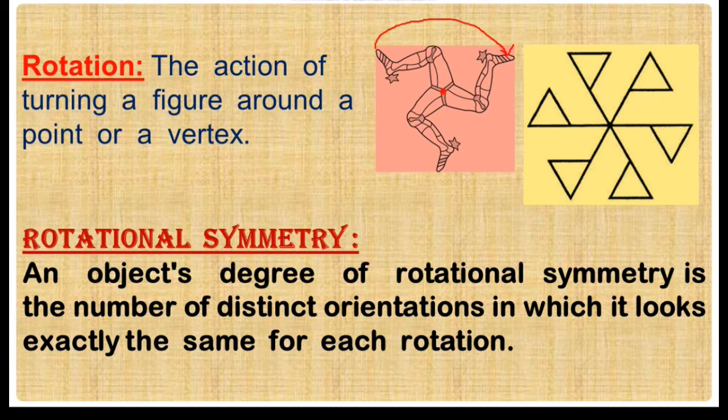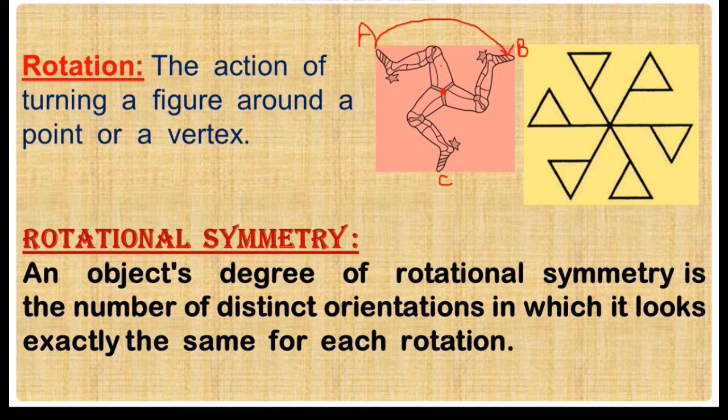Suppose I mark it with A. When A comes to the position of B, then the figure will be exactly the same. When A comes from B to C, again it will be the same. And if it comes to the original place A, then it completes one full rotation, that is 360 degrees. So in 360 degrees, how many times is it exactly the same shape?